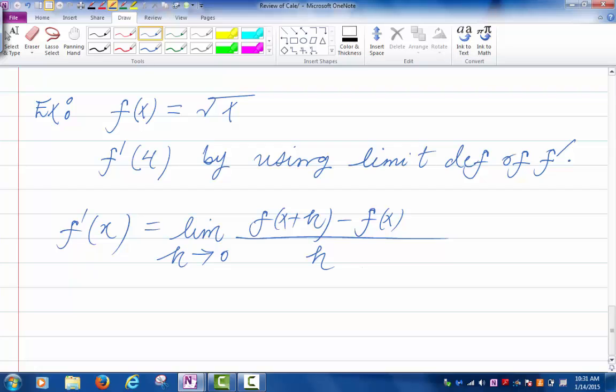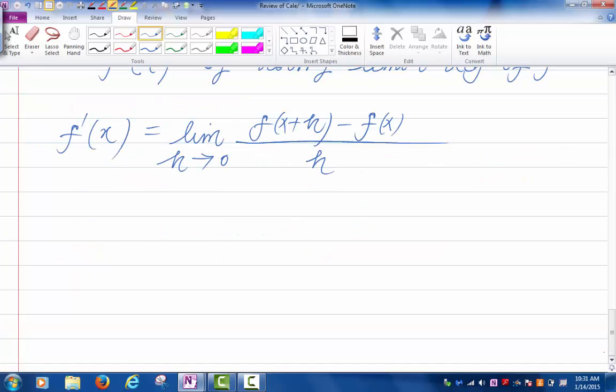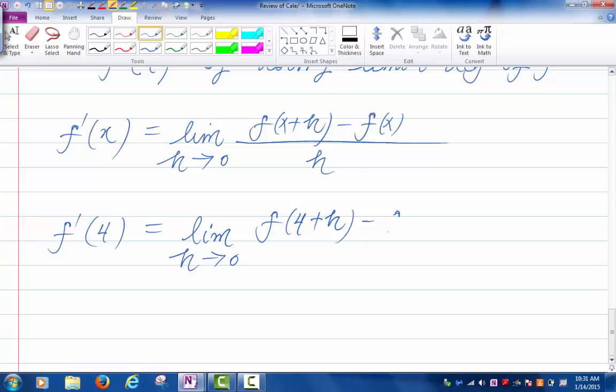But we want to know f prime of 4, right? If I want, I can find f prime of x for any x. I can just compute this limit, but I won't do that. I will just look at f prime of 4, and f prime of 4 would be the limit as h goes to 0 of f of 4 plus h minus f of 4, divided by h. You agree with that?